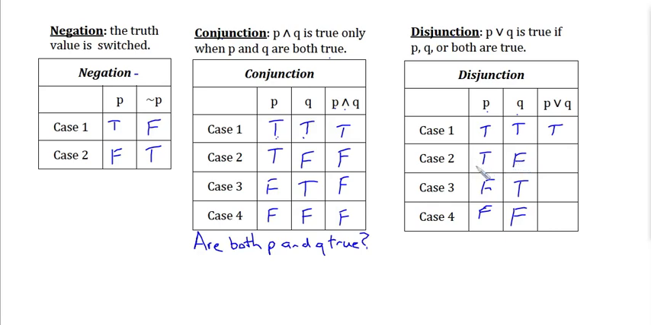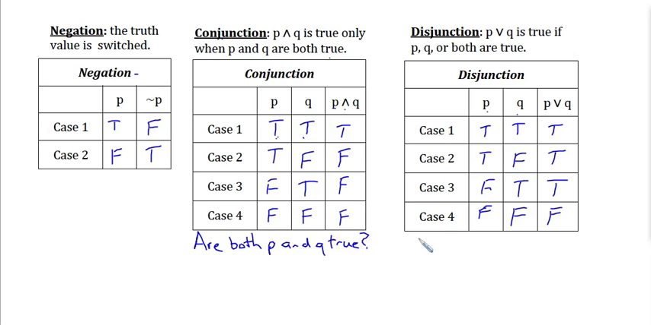In case number two, is there a presence of true? Well, P is true. So P or Q is going to be true. In case number three, is there a presence of true? Well, yes, Q is true. So therefore, P or Q is going to be true. And in case four, is there a presence of true? No, neither of them are true. So this is a false statement.